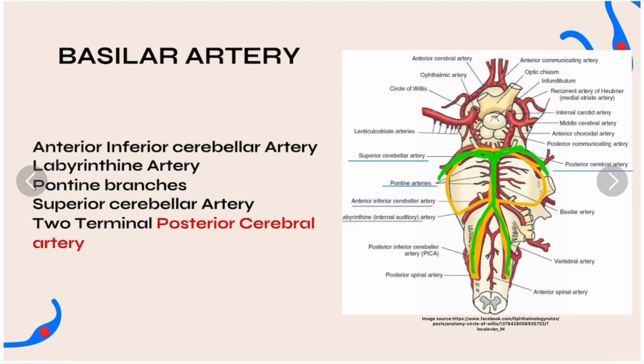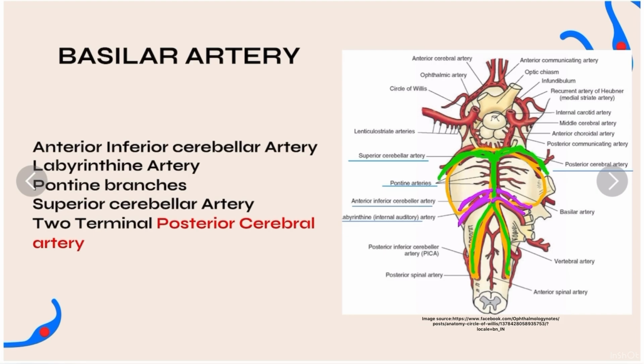Coming to the branches of the basilar artery. What are the branches? The first one is the anterior inferior cerebellar artery. We already learned the PICA is a branch of the vertebral artery, but the anterior inferior cerebellar artery is a branch of the basilar artery. It supplies the anteroinferior aspect of the cerebellum. Here you can see this is the AICA. Then after that it gives smaller branches called the labyrinthine artery. This is also another branch that supplies the internal ear and it accompanies the vestibulocochlear nerve.